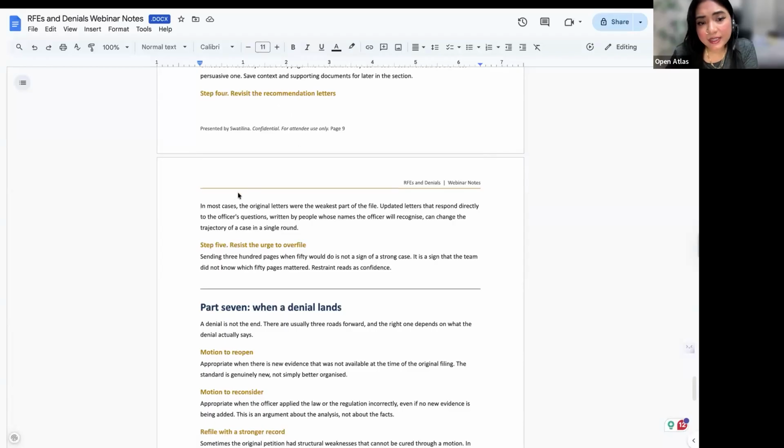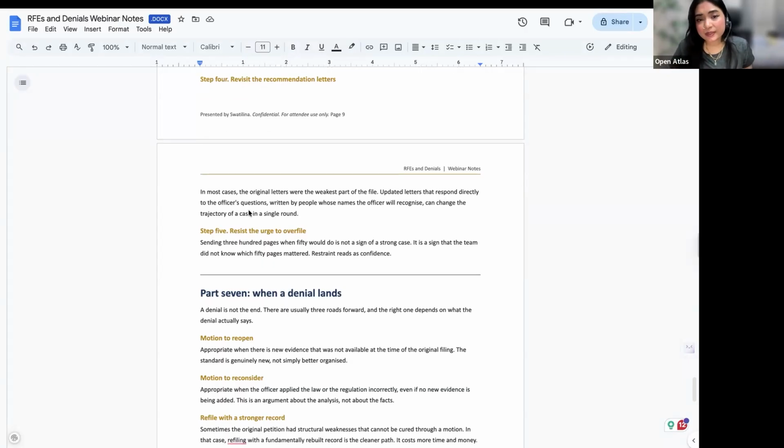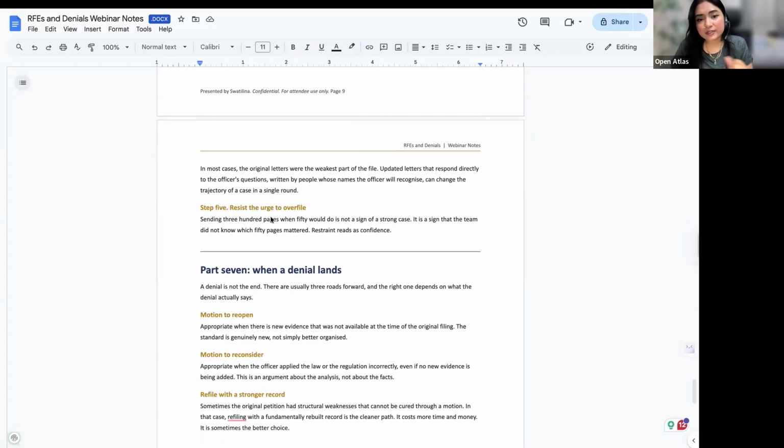Step 4, revisit the recommendation letters. It's usually recommended. You can revisit whatever you have submitted and add some more components to it. It depends on whether something additional has been asked, so an additional letter of recommendation can be added. In most cases, the original letters were the weakest part of the file. Updated letters that respond directly to the officer's questions, written by people whose names the officer will recognize, can change the trajectory of a case in a single round.